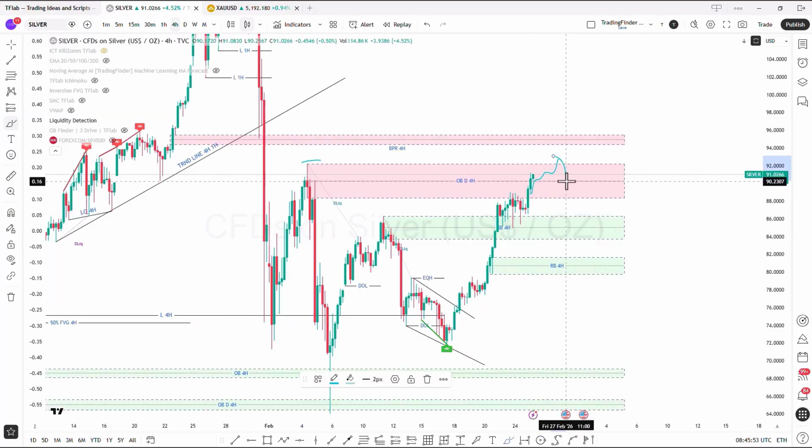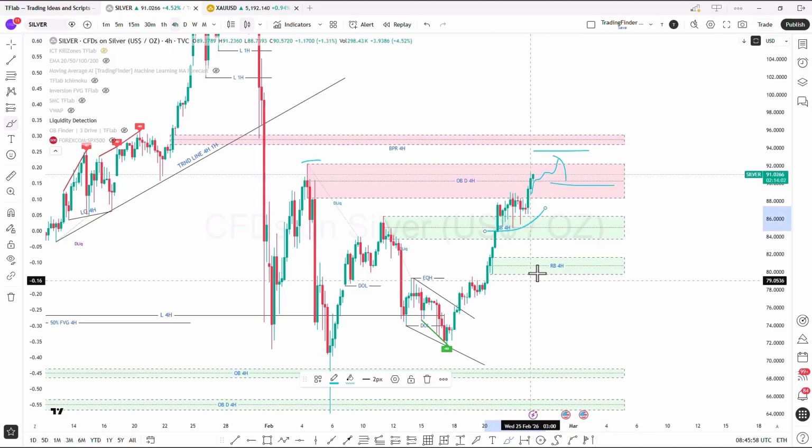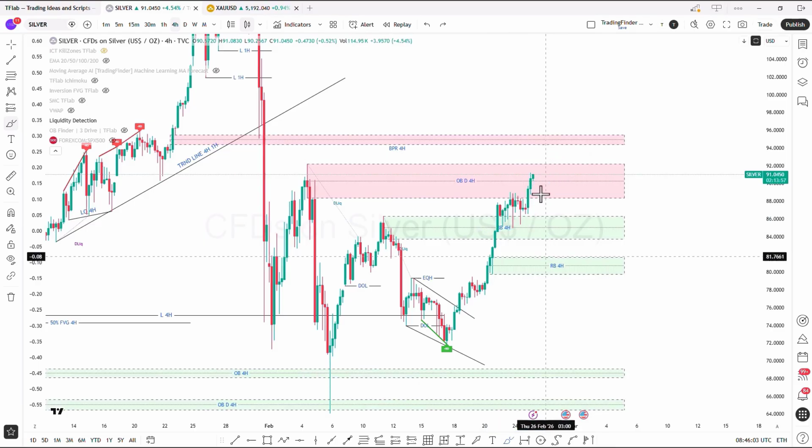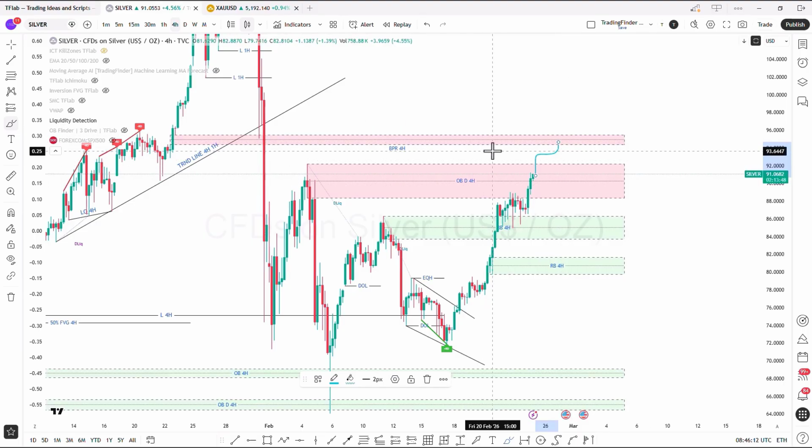If it closes back inside the order block zone, it could enter a bearish phase, collect the liquidity on the sell side, and correct down to the rejection block area. However, if the price moves upward with a strong displacement and closes above the order block zone, it can continue its trend and eventually enter the BPR area.